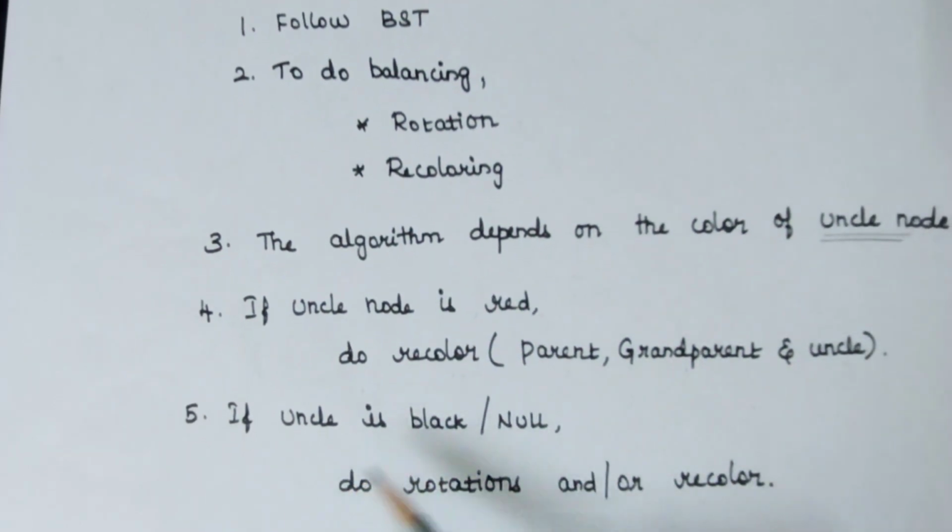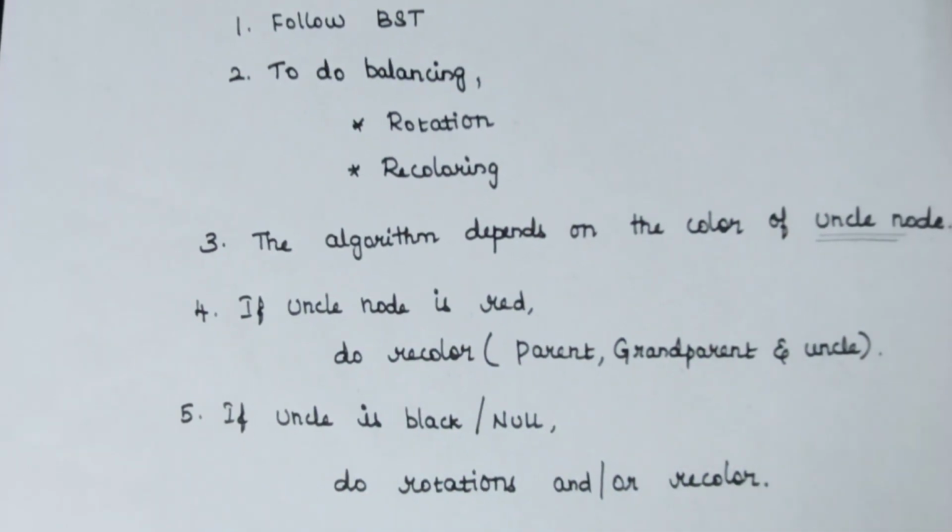What if the uncle node is black color, or if there is no uncle node at all? If there is no uncle node, we can say the uncle node is null. Even for a null node, we assign the color black. So if the uncle node is black in color, or if the uncle is null, in that case also it is black only. So in that case, what we need to do is perform rotations.